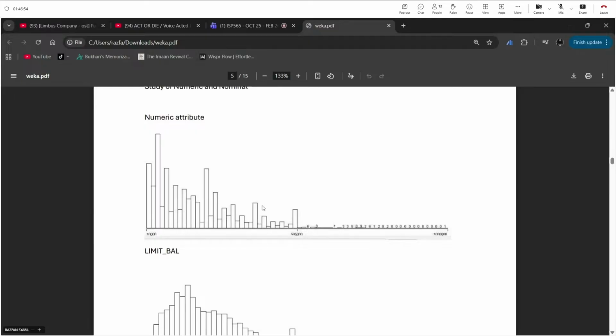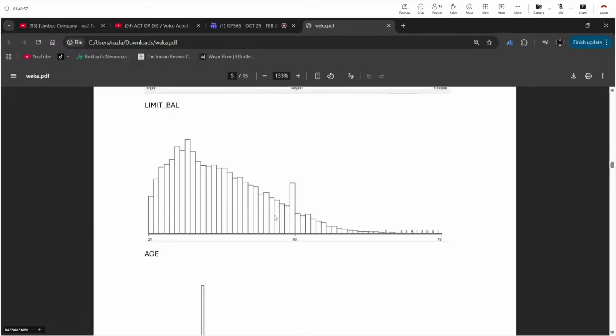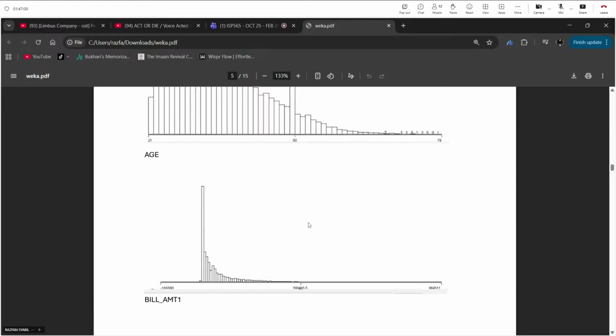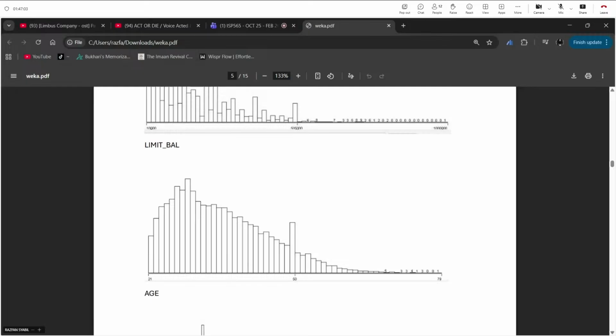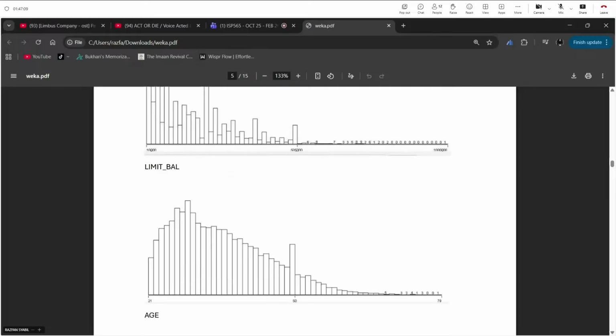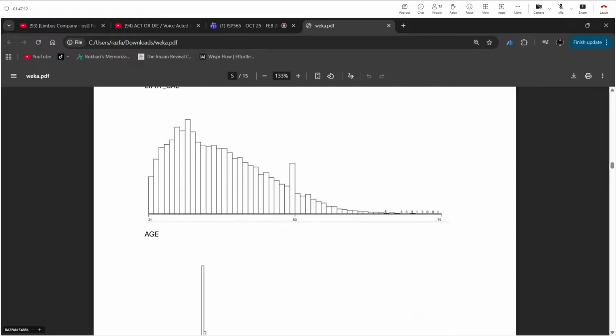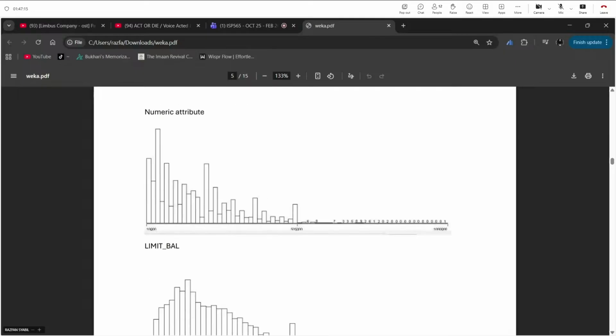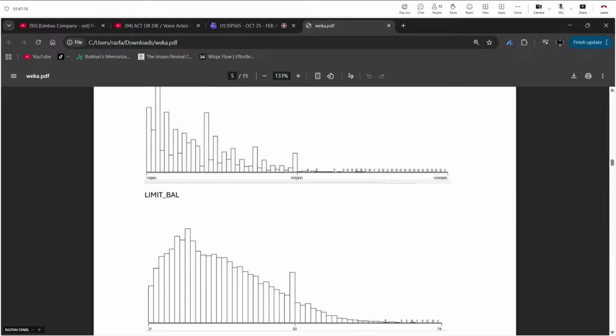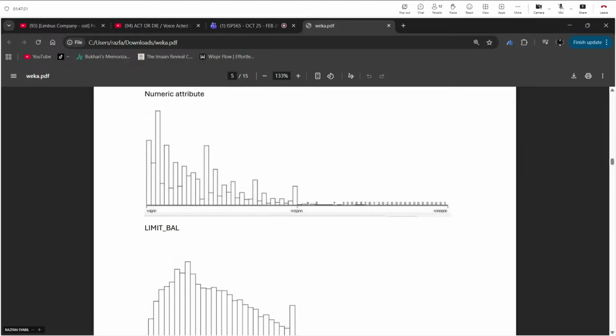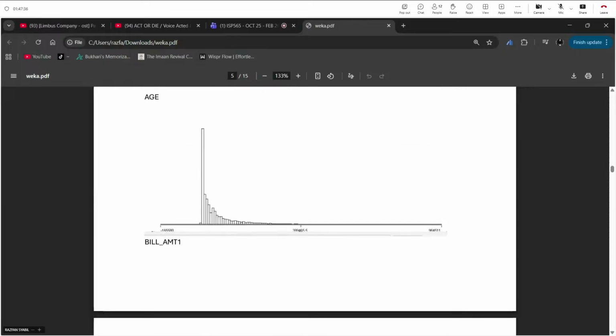This is the graph for limit balance, this is for age, and this is for bill amount. For this, can I ask if you want the numbers, like the standard deviation, minimum and maximum, or just the graph? For the study of the numerical data set, maybe we can summarize because of the slides. Maybe you can summarize the attributes in a table. It's better because of the time and space. So I should include the minimum, maximum, standard deviation and the others in the table. Yeah, later I will put it in there.